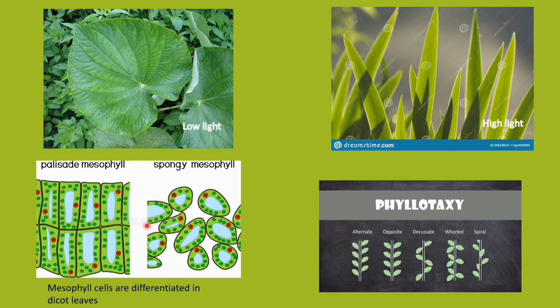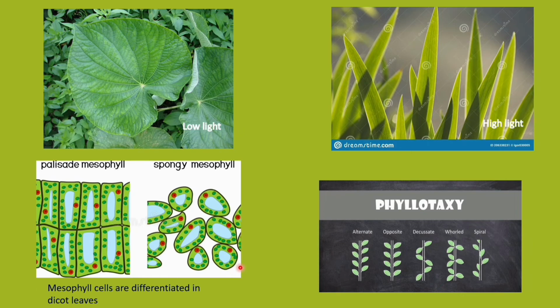The third statement, angiosperms can be identified due to the net-like venation of leaves. Not all angiosperms. Net-like venation is present only in dicot leaves. The fourth statement, arrangement of leaves on the stem is not called leaf orientation, so that is wrong. Arrangement of leaves is called phyllotaxy. The fifth statement is the correct one.